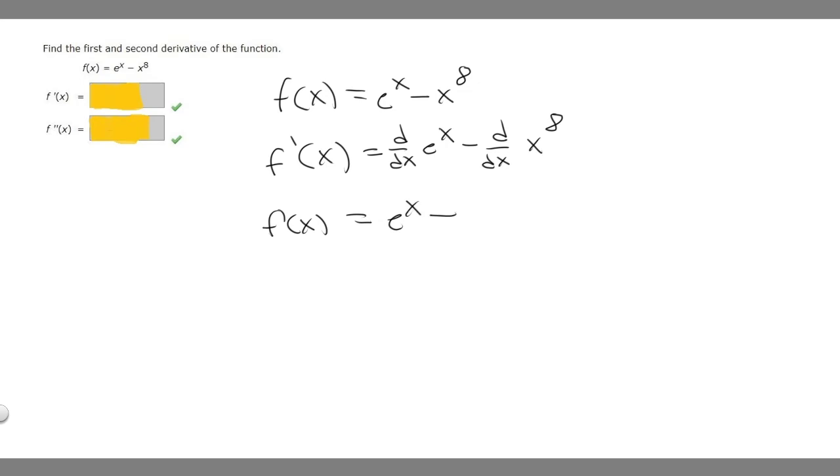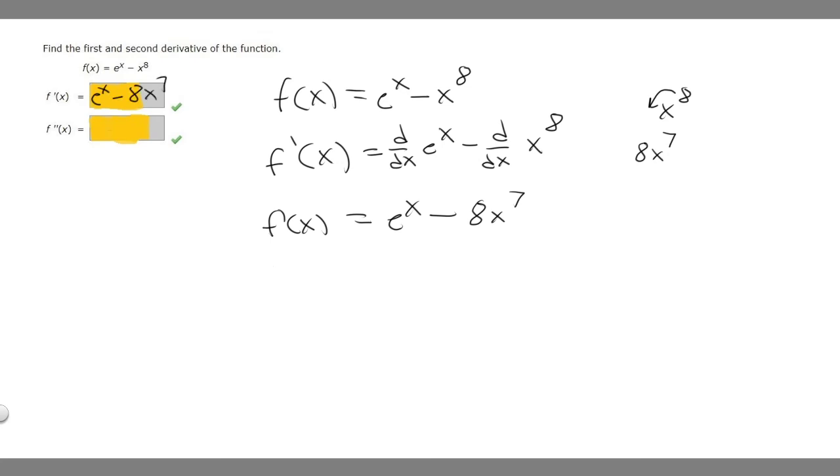And then we've got to find the derivative of x to the 8. So we'll use the power rule. So x to the 8, the derivative of it, you just move the 8 out front. So we do 8x. And then we subtract 1 from our exponent. That's our new one. So 8x to the 7. So e to the x minus 8x to the 7. So that's going to be our first derivative.